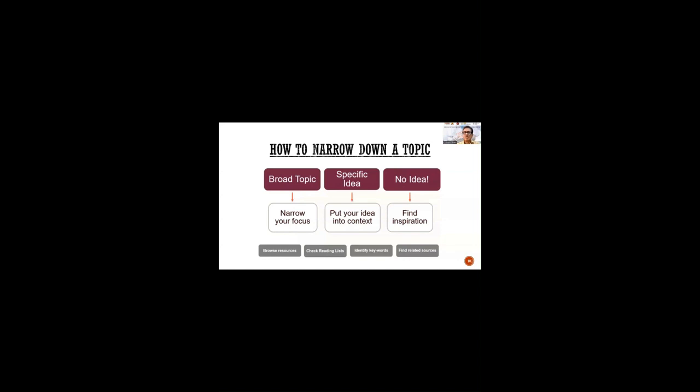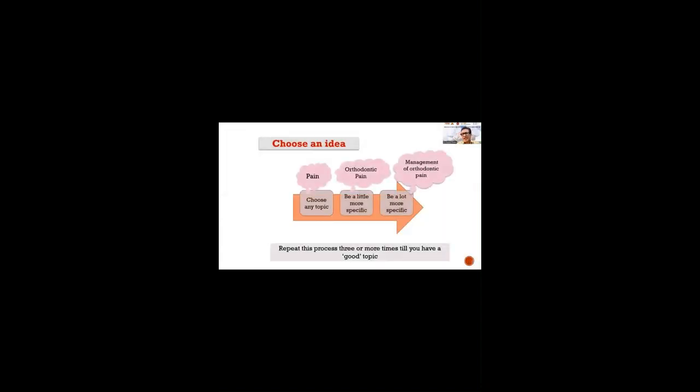A broad area into a specific idea, browse resources which are available, check reading lists, identify keywords, and find related sources. So, you might be saying, "Aap kehna kya chahte hain?" What are you trying to say? You're saying that how do I focus and get my research idea?